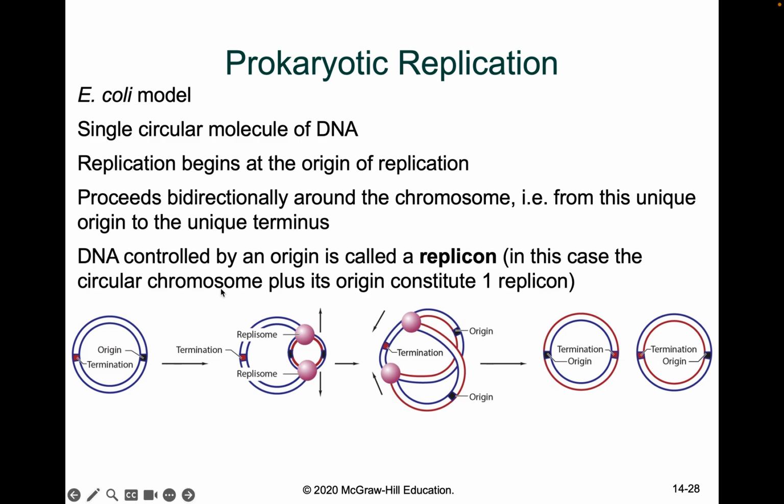So in the case of a circular chromosome, like this one over here, it has one replicon because it's one piece of DNA with one origin. If this, for example, had another origin, you would have two replicons because it's another piece of DNA with an origin.